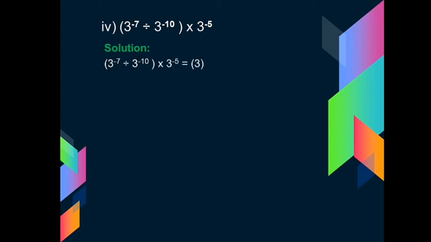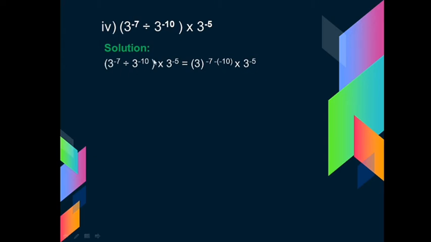Then the next question, fourth: 3^-7 / 3^-10 × 3^-5. So now we are going to simplify it. Solution: 3^-7 / 3^-10 × 3^-5, which is equal to 3^(-7 - (-10)) × 3^-5.